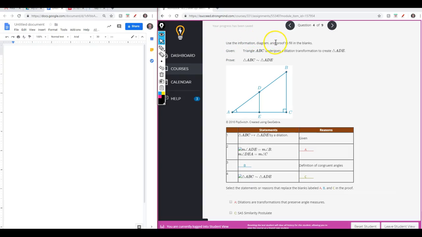Okay, use the information, diagram, and proof to fill in the blanks. Given triangle ABC undergoes a dilation transformation to create triangle ADE. Prove that triangle ABC is similar to triangle ADE.